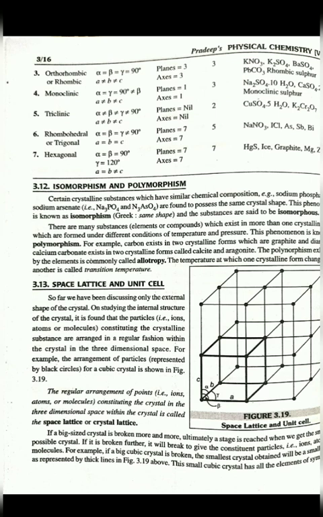The temperature at which one crystalline form changes into another is called transition temperature. Next, heading 3.13, space lattice and unit cell.